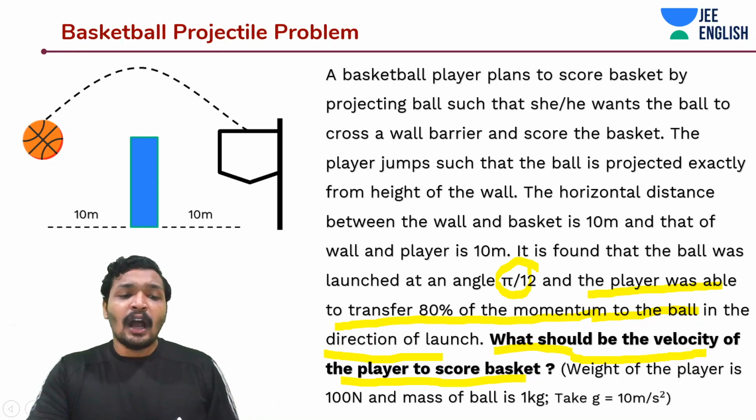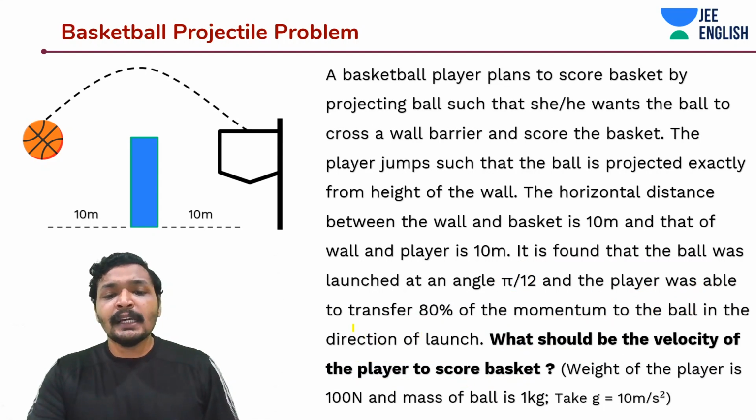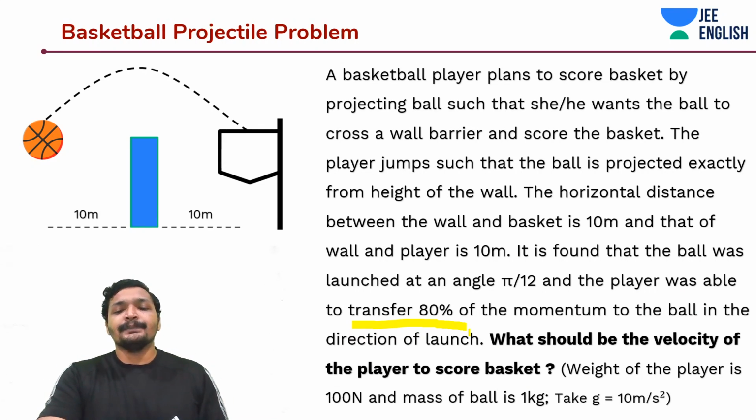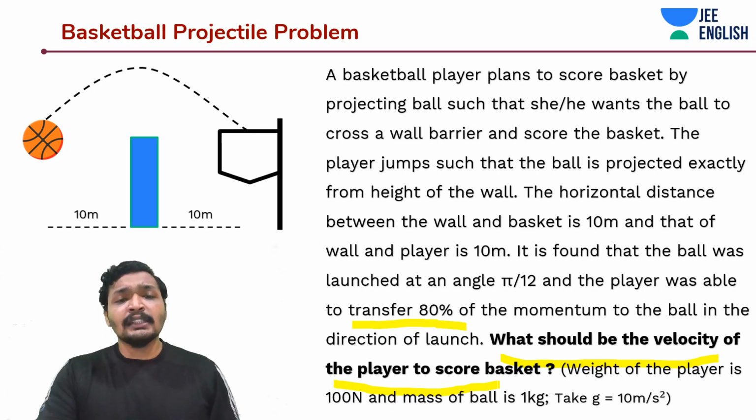And guys, how much momentum was transferred by the player? 80% of the momentum was transferred by the player. What should be the velocity of the player during the launch so that they can score the basket?